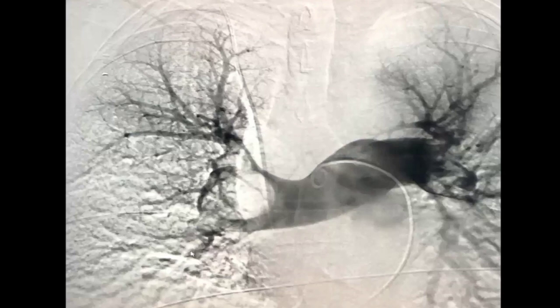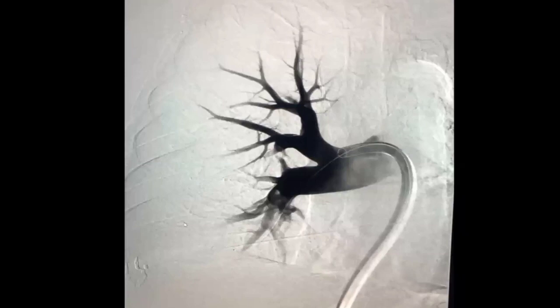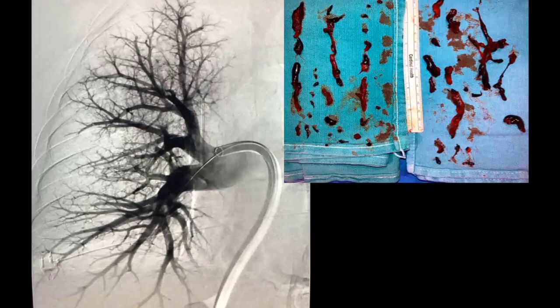We can either remove the clot, or we can give clot busting medication to lyse the clot. So that's why this procedure is done. There's a massive or submassive pulmonary embolus. You can see a large embolus involving the right main pulmonary artery. This patient indeed went on to have a thrombectomy, and now you can see that the lobar branches are now visible. And here are the clots that have been removed.